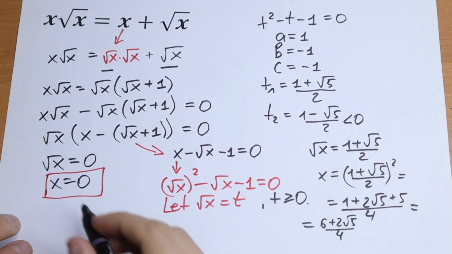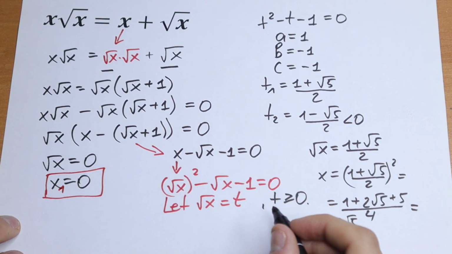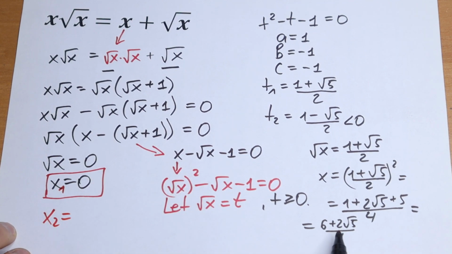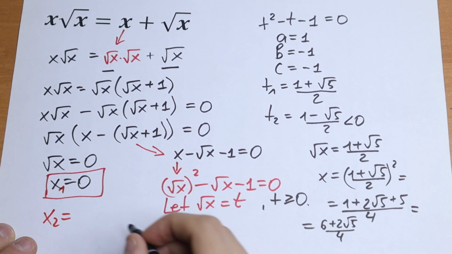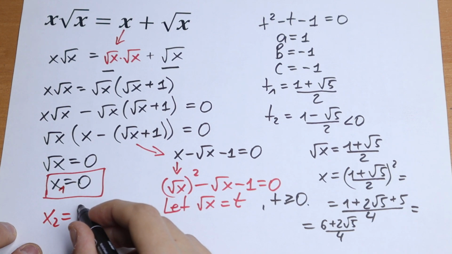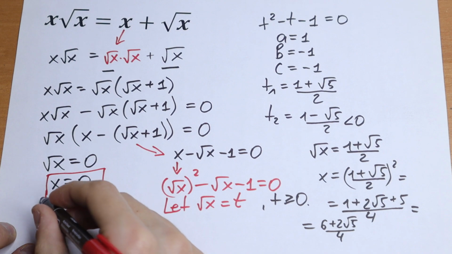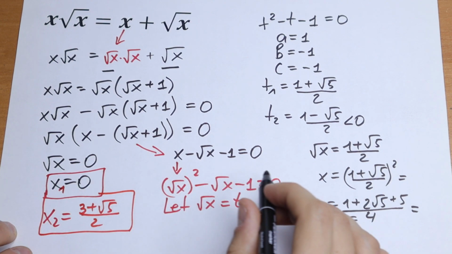This is our second root, so this is our first root, x1 equal to 0, and x2 equal to, we can divide numerator and denominator by 2, so we will have the final result: 3 plus square root of 5 over 2. And this is our second root.